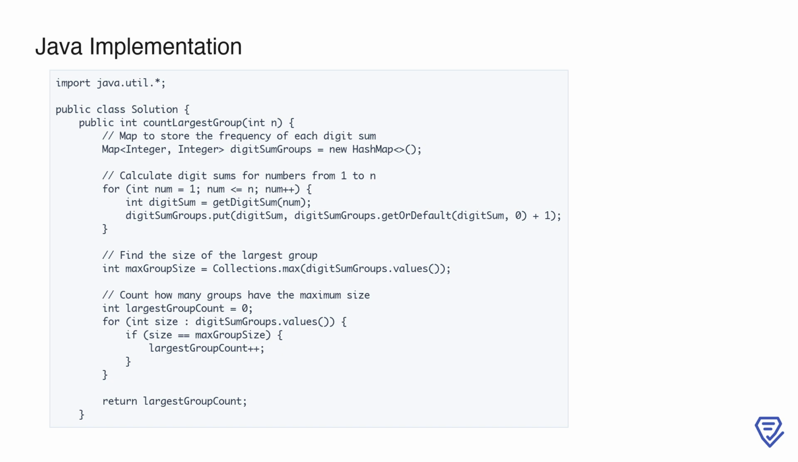We then iterate from 1 to n, calculating the digit sum for each number using the helper method getDigitSum. For each digit sum, we update its frequency in the map using the getOrDefault method. Once we've populated the map, we use collections.max to find the largest group size by looking at the maximum value in the map. Finally, we loop through the map values to count how many groups match this maximum size, and we return that count as the result.